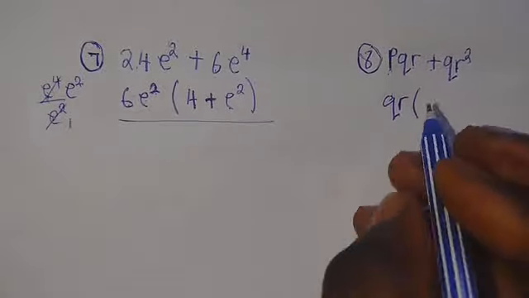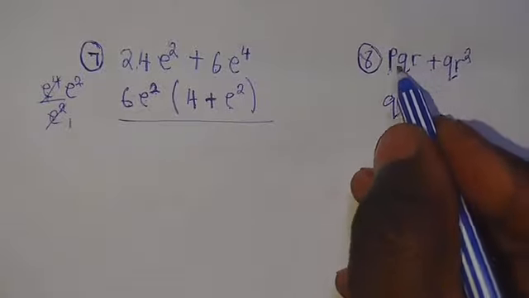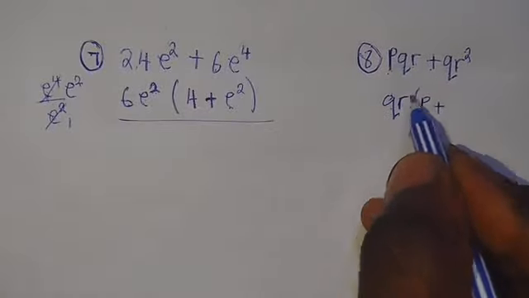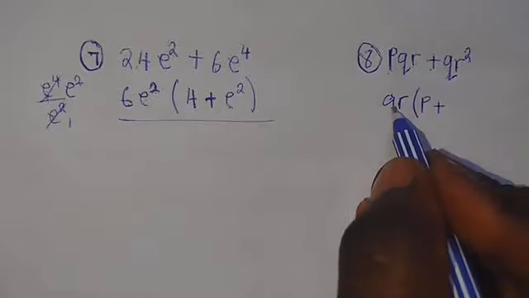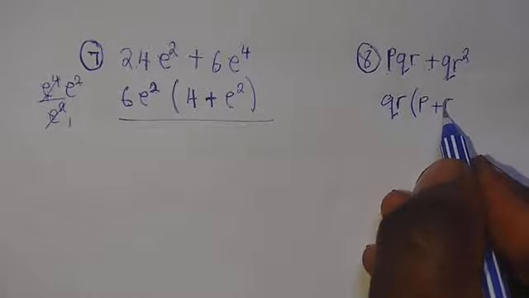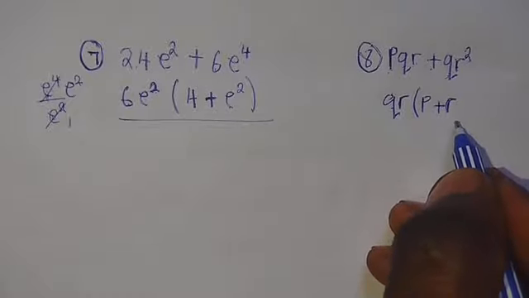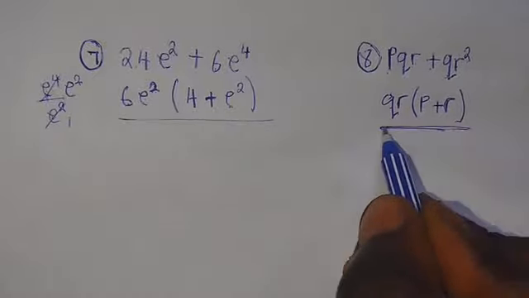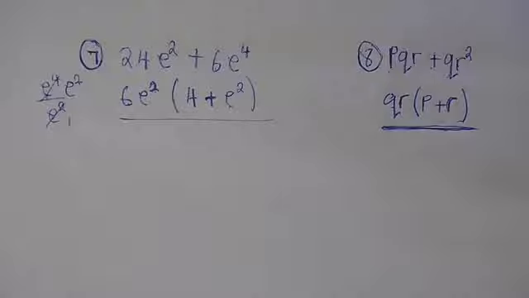So you do this. This QR and this QR will cancel. This side you just remain with a P. Then plus Q into Q is 1. So this Q and this Q cancel. R into R squared, you just remain with R. Like this. Then you close. So this is your answer. You have factorized.